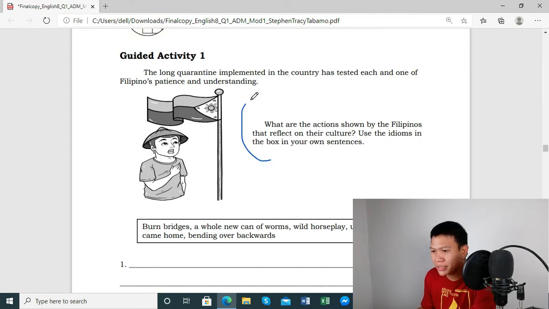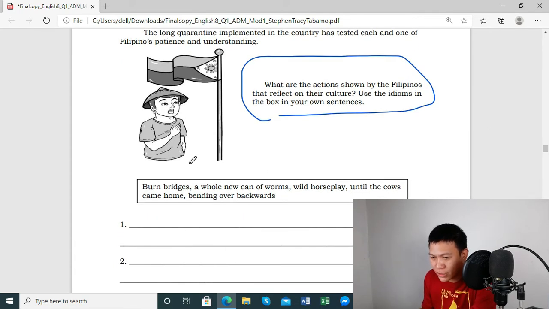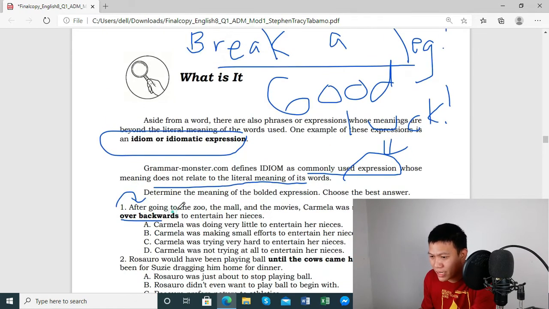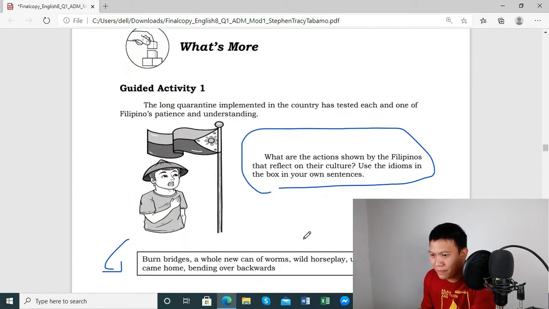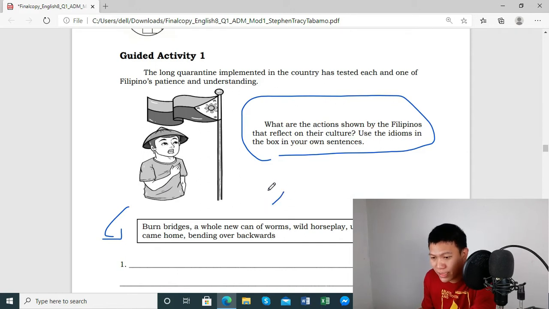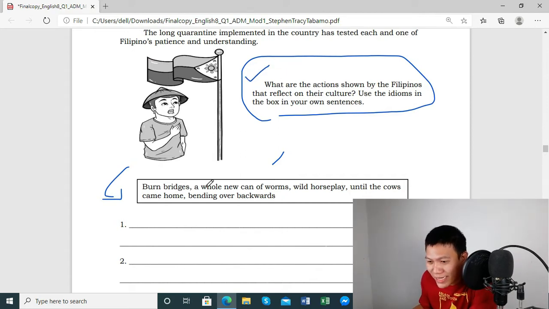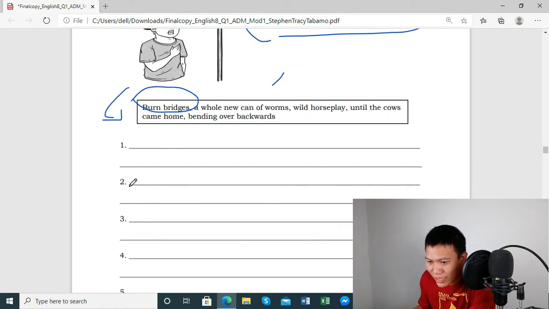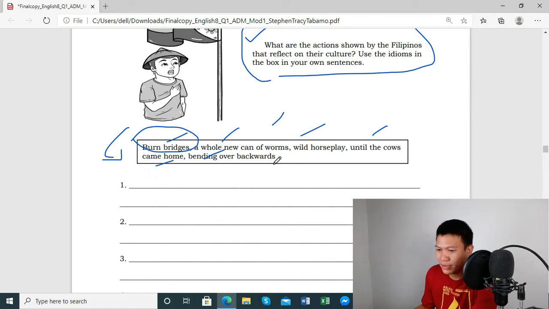So the question here is, what are the actions shown by the Filipinos that reflect on their culture? Use the idioms in the box in your sentences. So we have here idioms. These idioms, if I am not mistaken, came from this. So pag alam mo ang meaning niya, okay, mapapadali ka dito sa example mo. So kanina, you defined the meaning. This time, you will use them in your own sentences. So sasagutin mo itong tanong na ito, gagamit ka ng idioms. So ang items ay 5. So you have to choose 5 among them. Okay? So pipili ka ng 5.